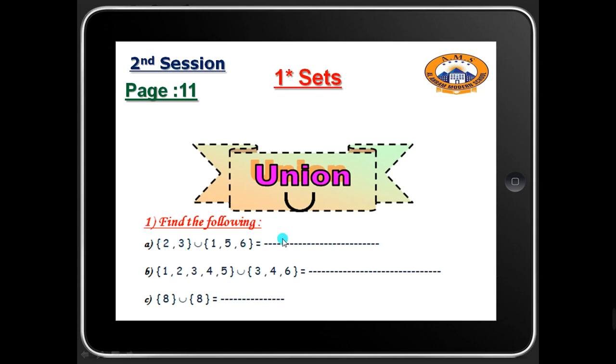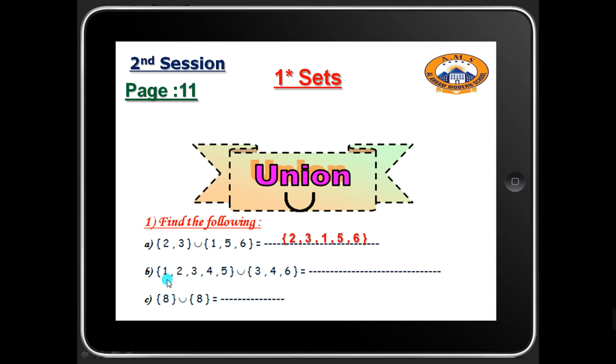Okay, so here first, can you see any common element between them? No, I can't see any, so I'm going to open a bracket and I will write inside it all the elements. I will write 2, 3, 1, 5, and 6. And as I told you, the order of the elements inside the set doesn't matter. You can write any order of the elements, but make sure that you write all the elements inside your bracket.